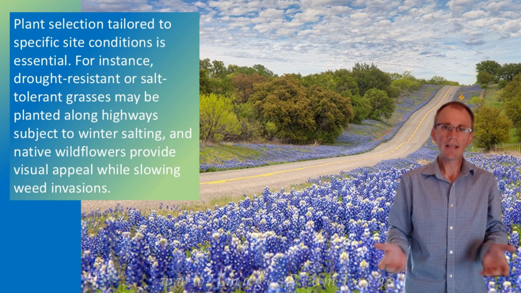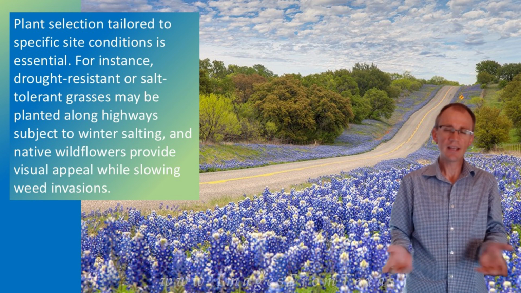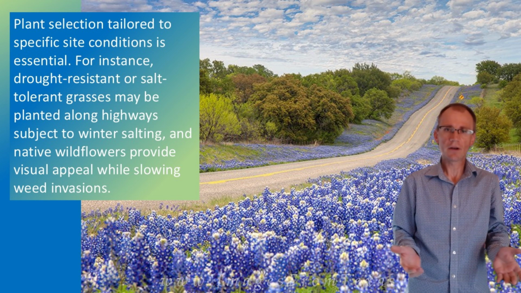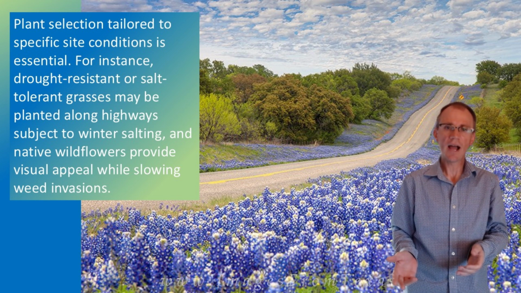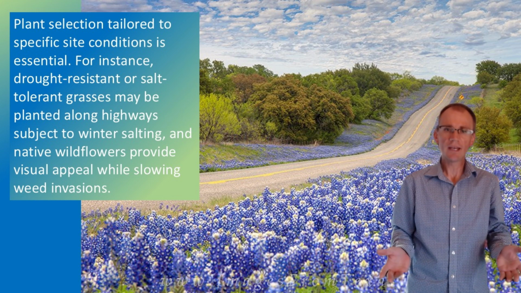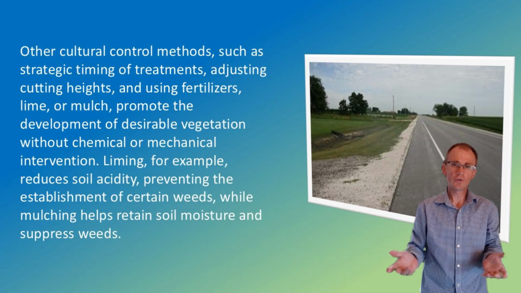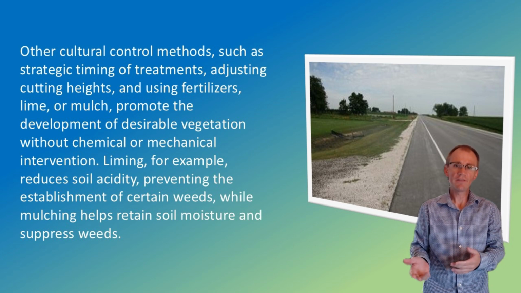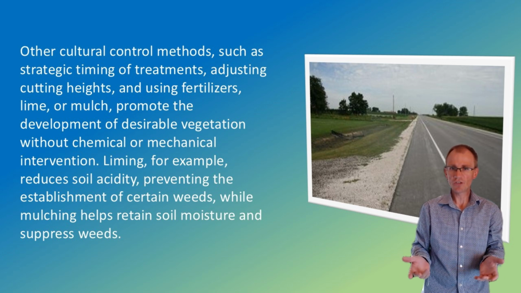Plant selection tailored to specific site conditions is essential. For instance, drought-resistant or salt-tolerant grasses may be planted along highways, subject to winter salting, and native wildflowers provide visual appeal while slowing weed invasions. Other cultural control methods, such as strategic timing of treatments, adjusting cutting heights, and using fertilizers, lime, or mulch, promote the development of desirable vegetation without chemical or mechanical intervention.